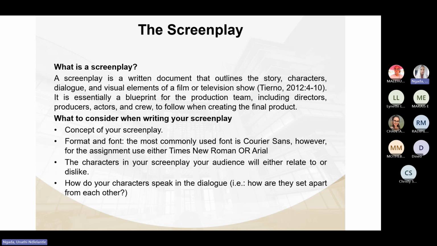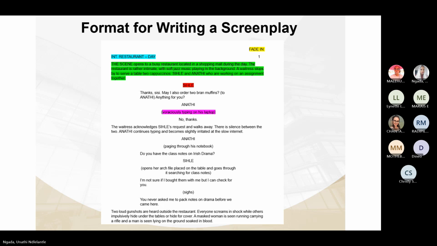So here we're going to be looking at the format for writing the screenplay, and you will notice that I actually used Arial for writing a screenplay. First things first, I'm going to only speak about the sections that I have highlighted, which is indicative of the format of the screenplay.